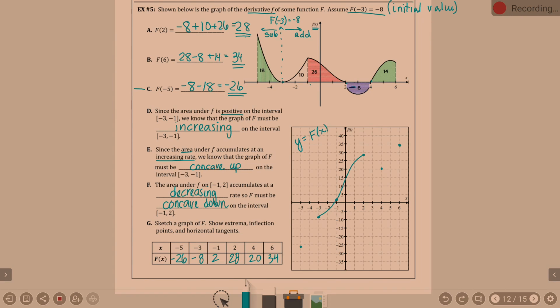Let's see, if we go back to that first section, from -5 to -3, that would be concave down. It was a decreasing rate, so more concave down. And again, easier said than done on some of these, right? 2 to 4.